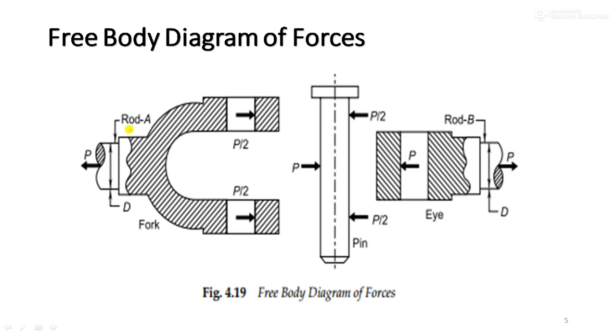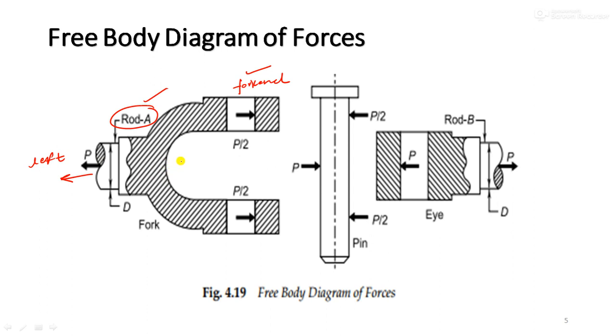Basically first of all consider this rod A. This rod A has the fork end, which is called a fork end. So consider the rod A with a fork end. Now you can see that this rod A is subjected to a horizontal force P to the left side, right?